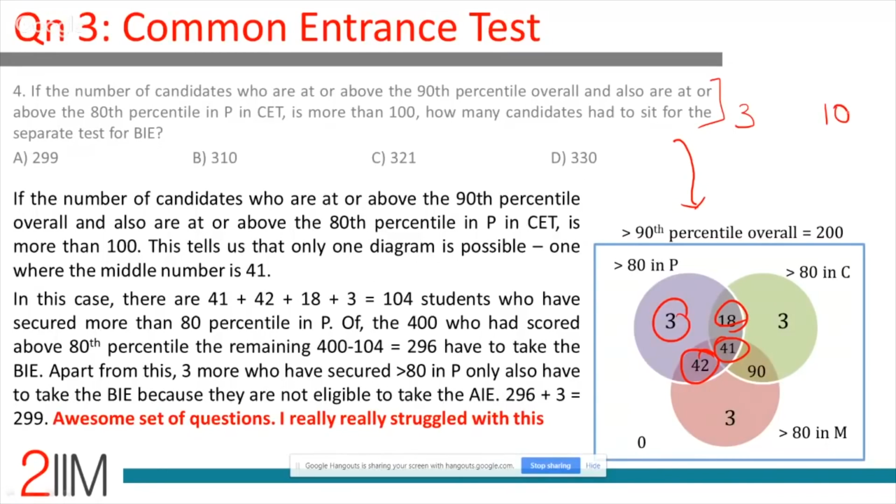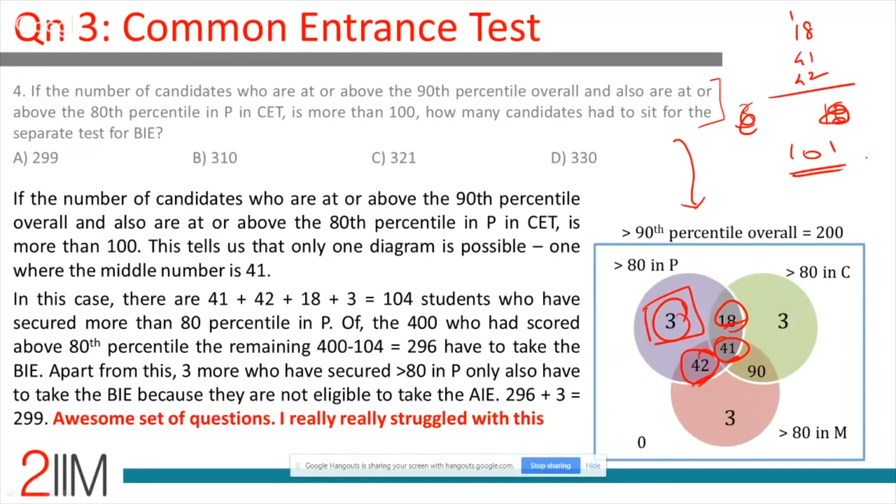How many candidates had to sit for the separate test for BIE? So let's do this. Among the guys who had got this, who had taken AET would be this, this, and this. This 3 cannot have taken the AET. So 18 plus 41 plus 42 are eligible for BIE, and within this sum, all of them would have taken the AET. So 2 plus 1, 3, 11, 1, 1, 2, 6, 10. 101 guys have taken the AET.